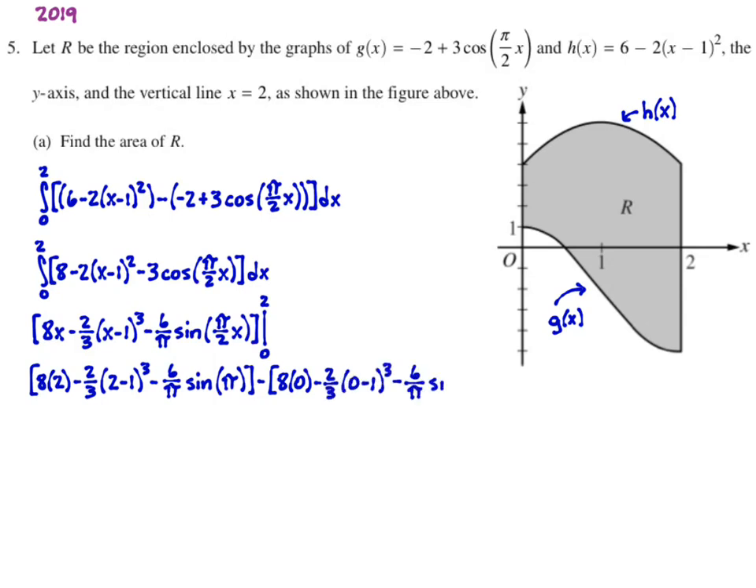And again, being very careful here, because oftentimes we think when we plug in 0, the whole thing's going to cancel out, and that's not true in this part right here, so we got to be careful with that. Anyways, 8 times 2 is 16. 2 minus 1 cubed, that's going to be 1, and then times negative 2/3 is negative 2/3. And then sine of pi is just 0. So that's all going to cancel out here.